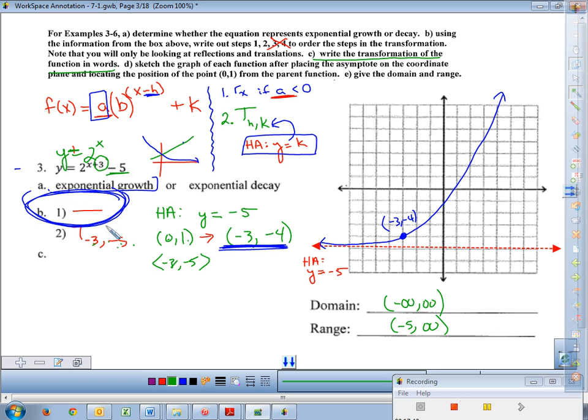So what happened to this guy? The graph of y equals 2 to the x. Go ahead and start writing. The graph of y equals 2 to the x has been, then what do you want to say? Translated 3 units left and 5 units down.